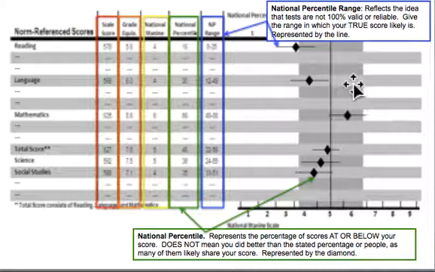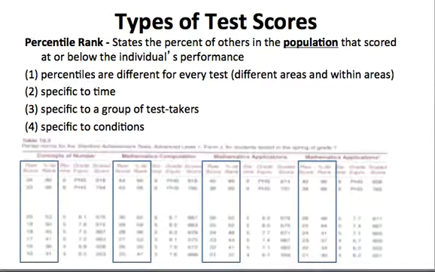And the bar represents the idea that I know that not every test is perfect. So I'm going to say that my best guess is the diamond, but you're probably somewhere on the bar. Not a guarantee, but it's pretty likely that if you tried your hardest, your true ability is somewhere on that bar.